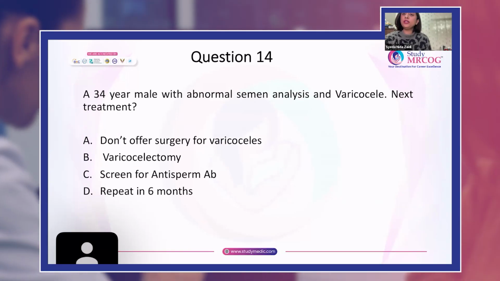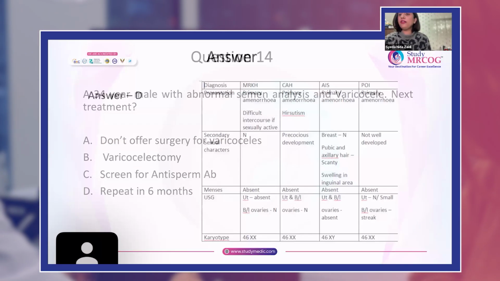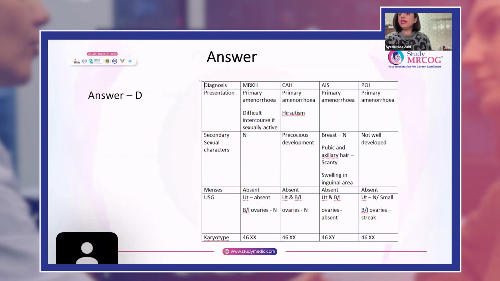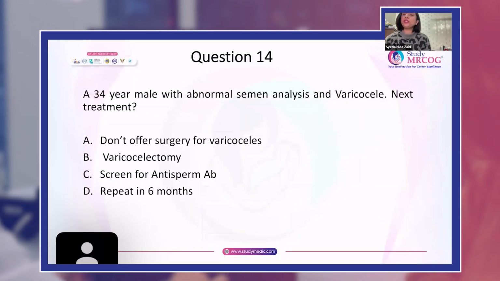Now on to question number 14. In the last question, if we do the karyotyping in this patient, it will come out to be 46XY. All right. Question number 14.